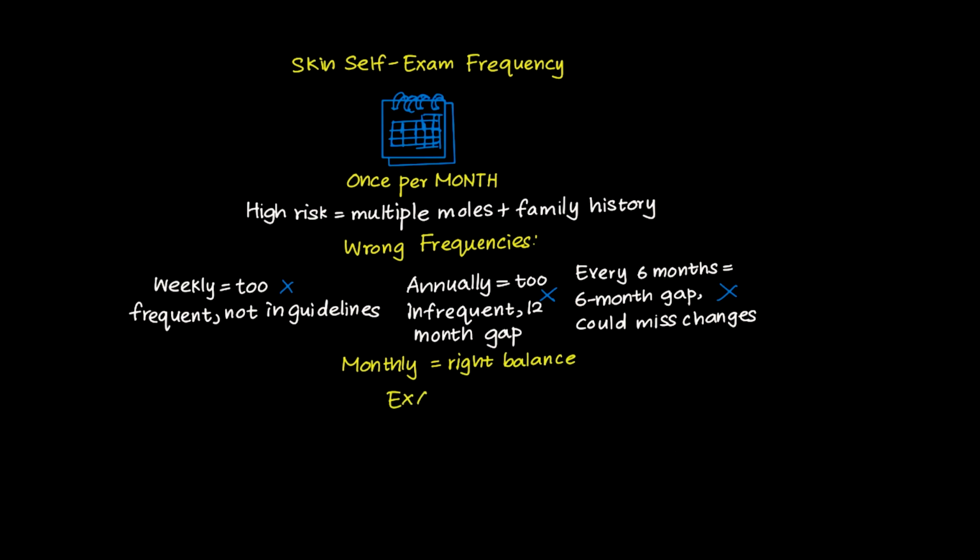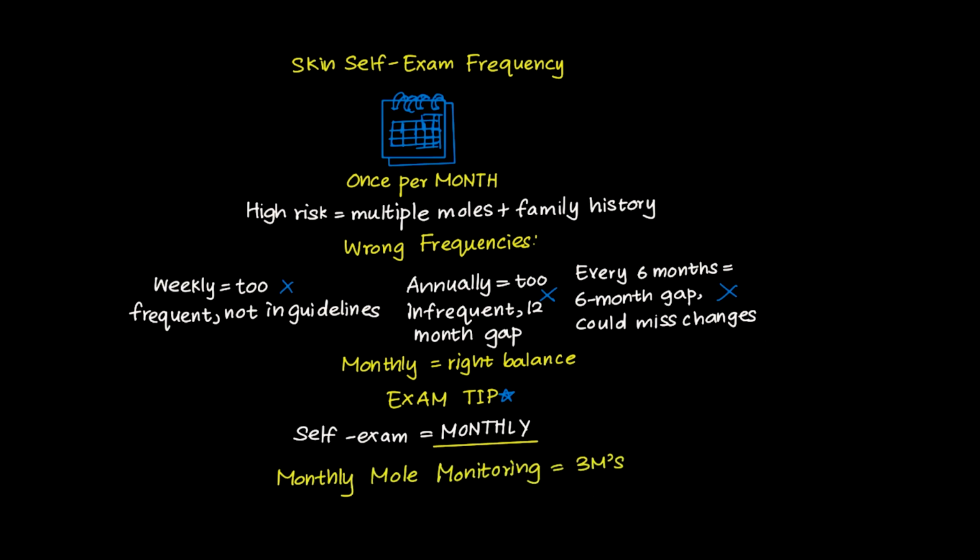Here's a WGU D443 OA exam tip for you. Skin self-exam frequency equals monthly. If you see the word monthly with self-exam, that's your answer. Quick recall hook. Monthly mole monitoring, 3 M's. Once a month, every month.